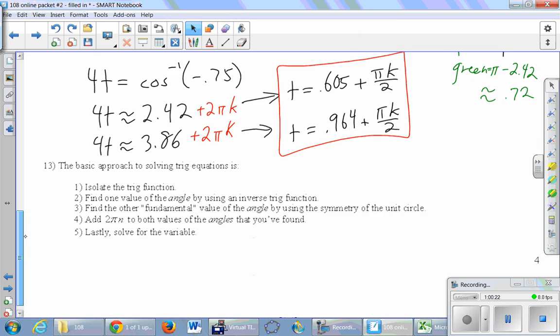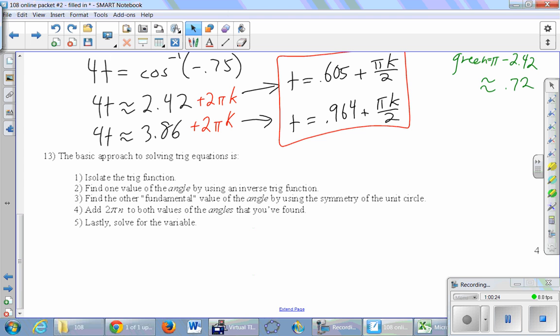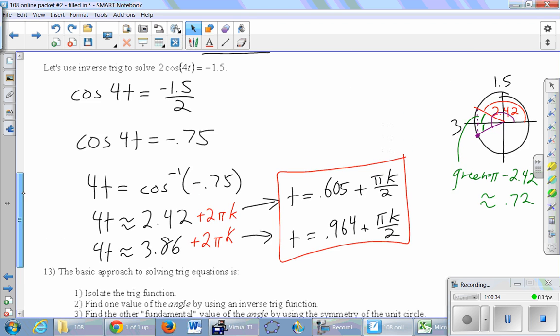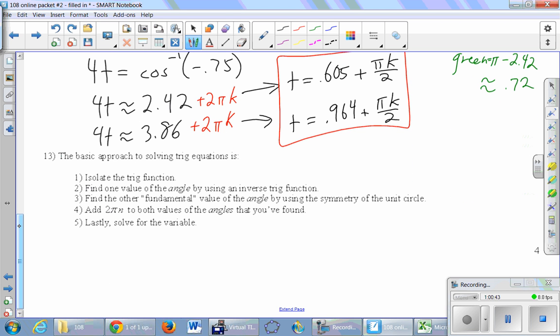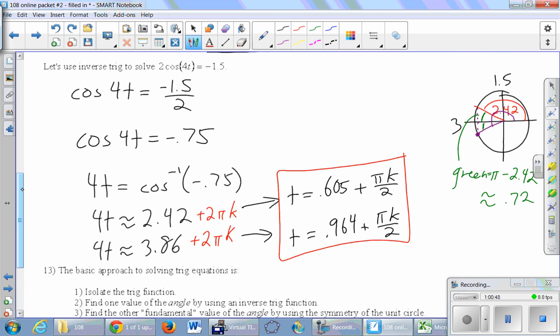Okay, 13 is this long-awaited process I've been building the suspense for. Basic approach to solving trig equations is 1. Isolate the trig function. What that means in this problem was dividing both sides by 2 to get the trig function by itself. So that's the isolate the trig function part. Step 2, find one value of the angle by using an inverse trig function. So we used inverse cosine here and typed it in and ended up getting one value of the angle, 2.42.